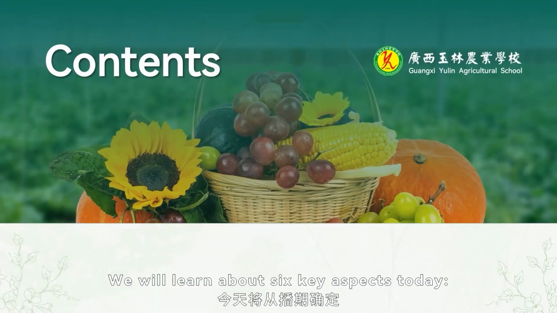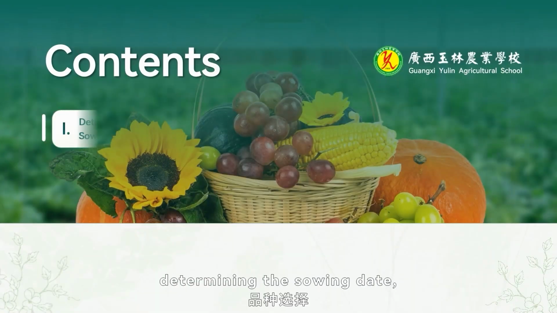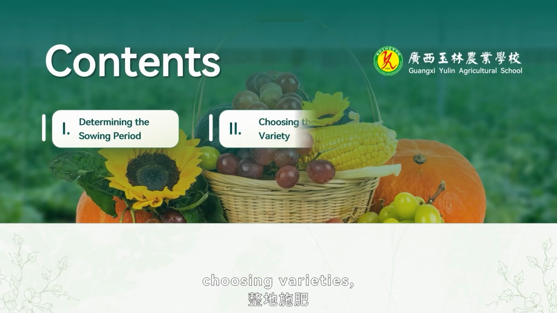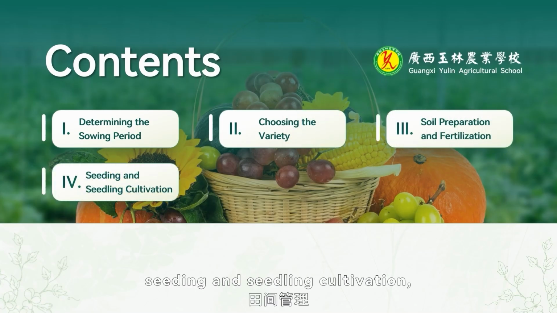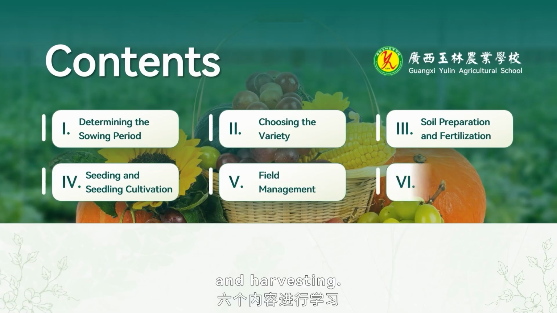We will learn about 6 key aspects today: determining the sowing date, choosing varieties, land preparation and fertilization, seeding and seedling cultivation, field management, and harvesting.